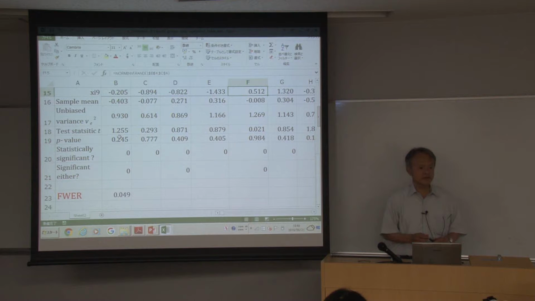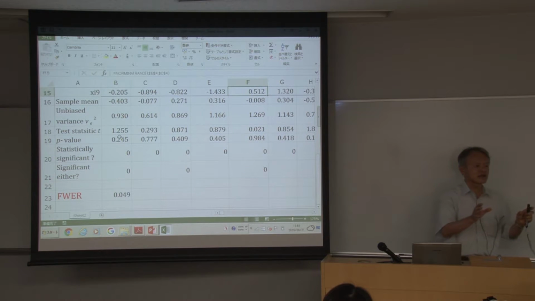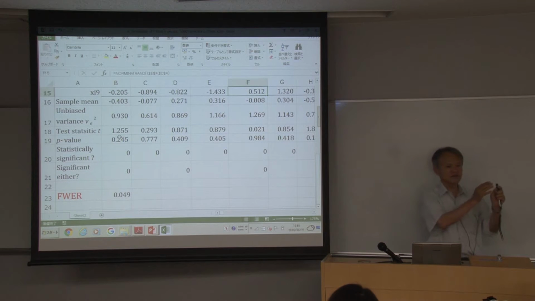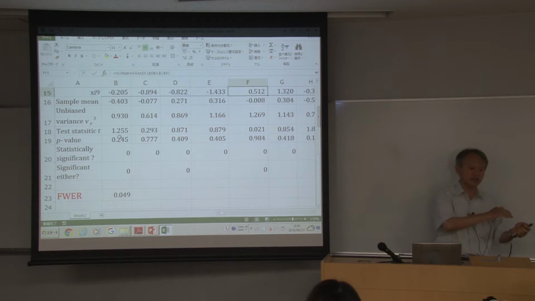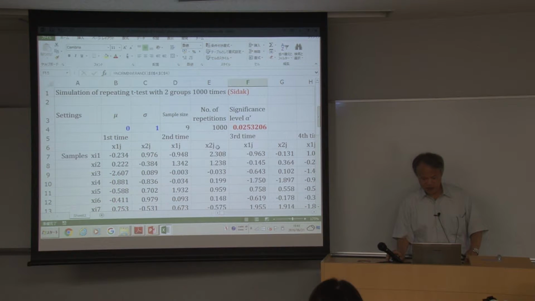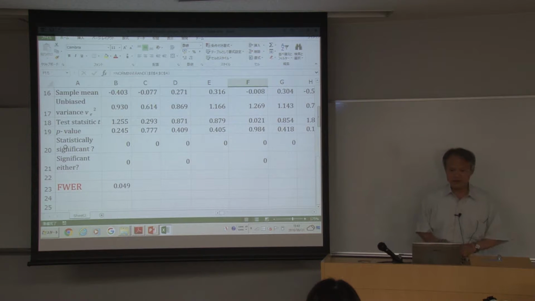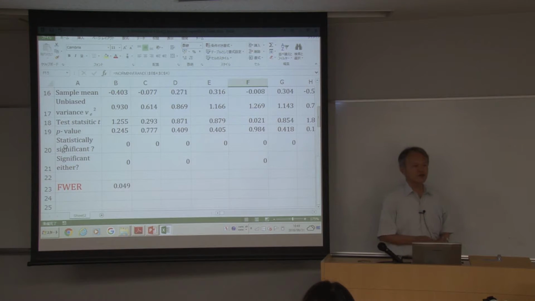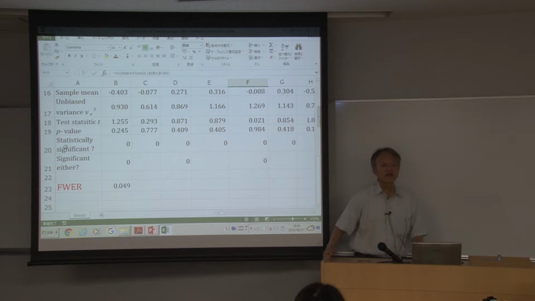If you carry out t-test 2 times in your paper, then in each test, the significance level should be corrected. It should be made smaller than 0.05. In this case, it should be 0.0253. Otherwise, your paper will be rejected.